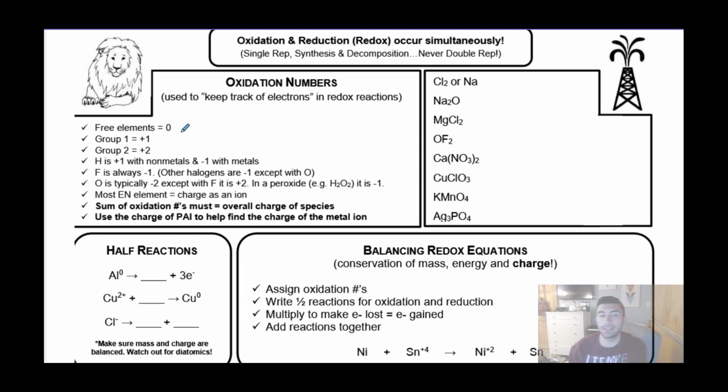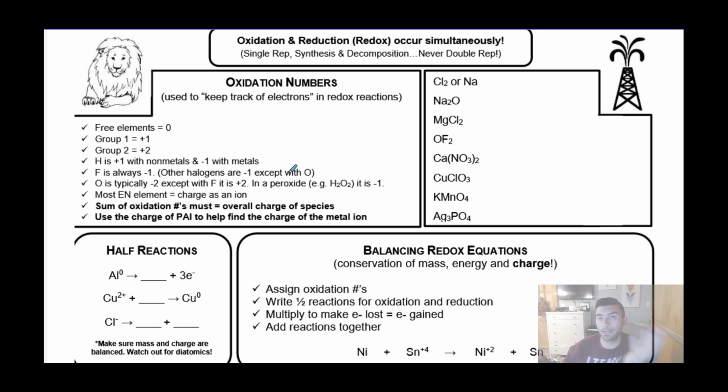Free elements have an oxidation number of 0. Group 1 always have an oxidation number of +1. Group 2 elements always have an oxidation number of +2. Hydrogen has an oxidation number of +1 when it's with a nonmetal, but -1 when it's with a metal. Fluorine's always -1. All of the other halogens are -1 except when they're with oxygen. Oxygen's typically -2 except when it's with fluorine, which is always -1. If it's with fluorine, it'll be +2. Or if it's in a peroxide, it's -1.